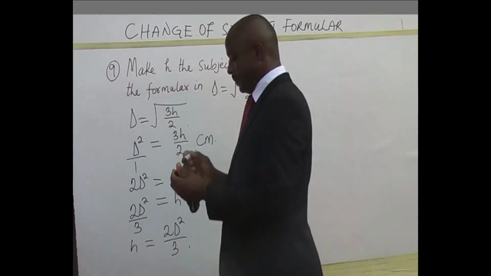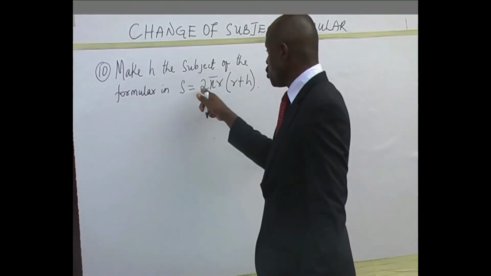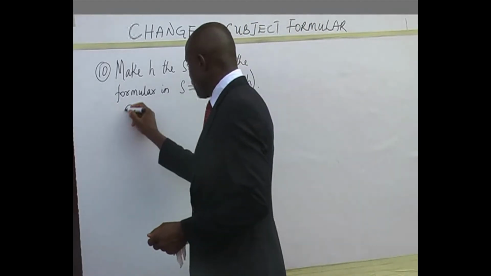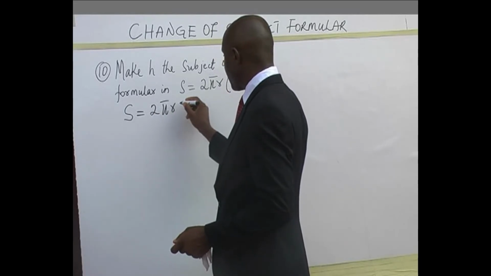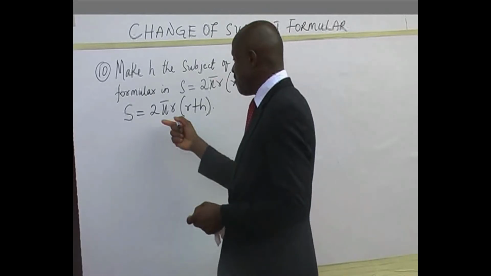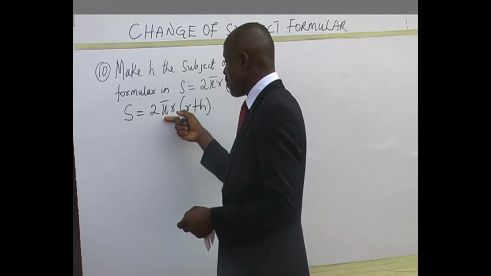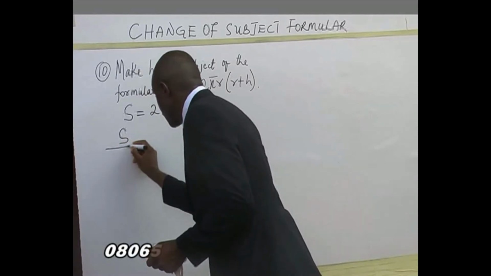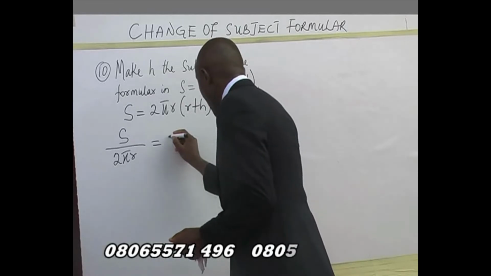The next question says that we should make h the subject of the formula in S is equal to 2 pi r into r plus h. Bring out the equation. The equation is S is equal to 2 pi r into r plus h. The first thing you do is divide both sides of the equation by 2 pi r. If you do so, you are going to eliminate 2 pi r from the right-hand side of the equation. You are going to have S all over 2 pi r will now give you r plus h.